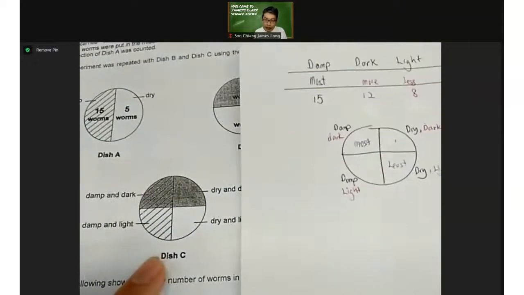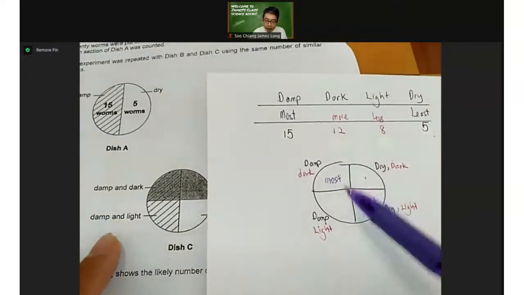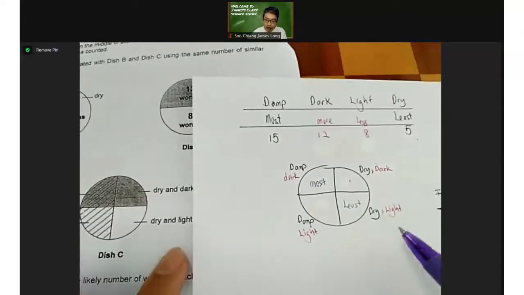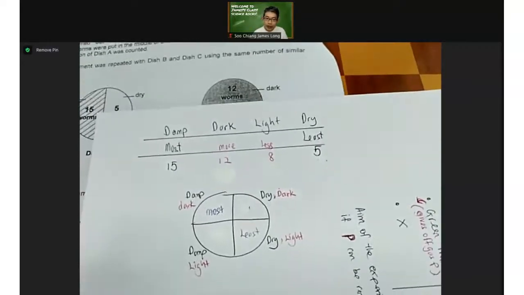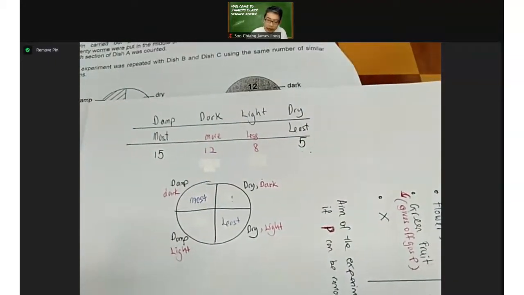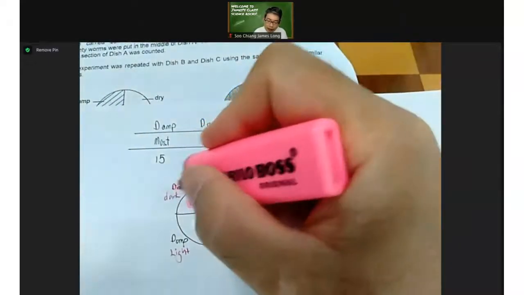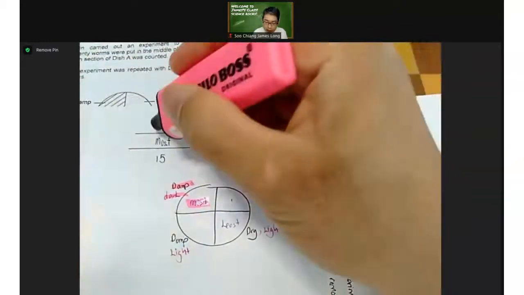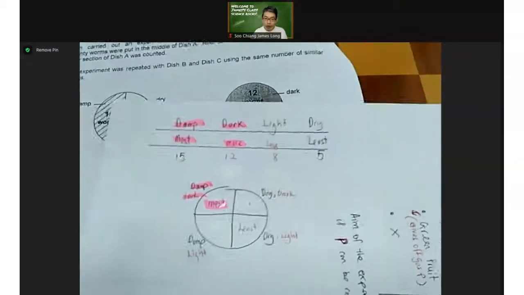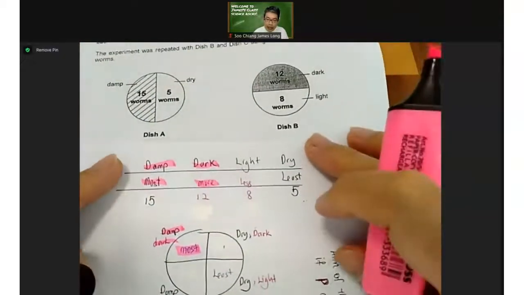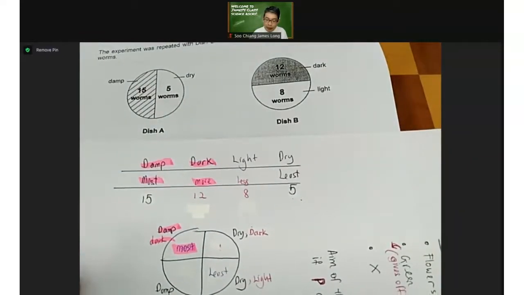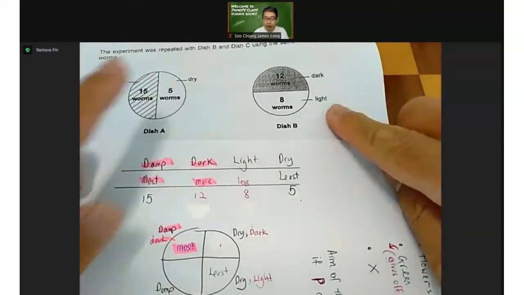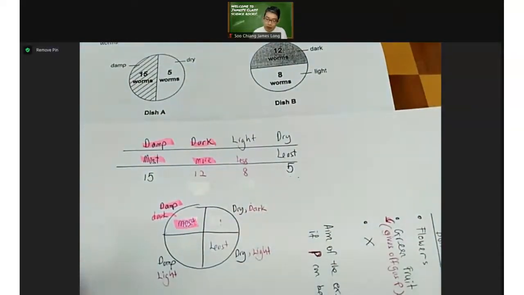So here it talks about being damp and dark, damp and light, dry and light, dry and dark. So let's use mine now. So I think that in this case here, what is very clear is that the places that they like the most would be this, the damp and dark places, because that's where we see them congregating more in dish A and B. And the places that they like the least will be the places that are dry and bright. And dry and bright place is this quadrant here, in this part.